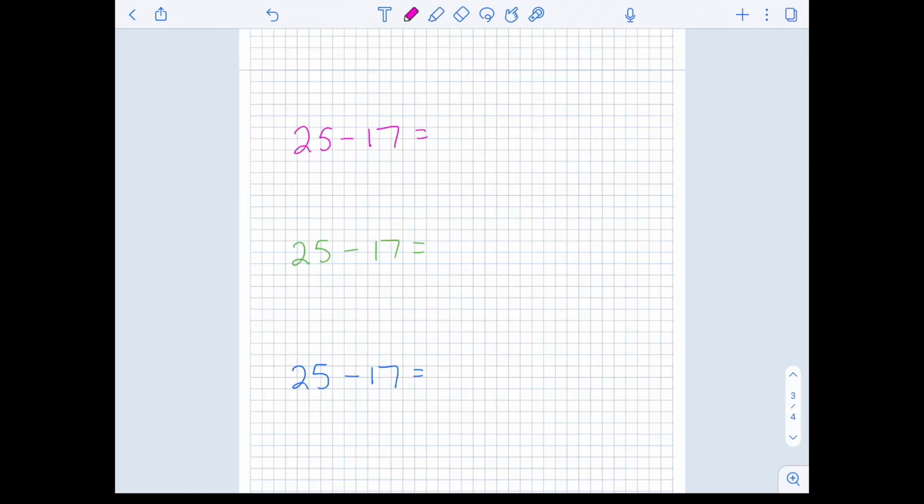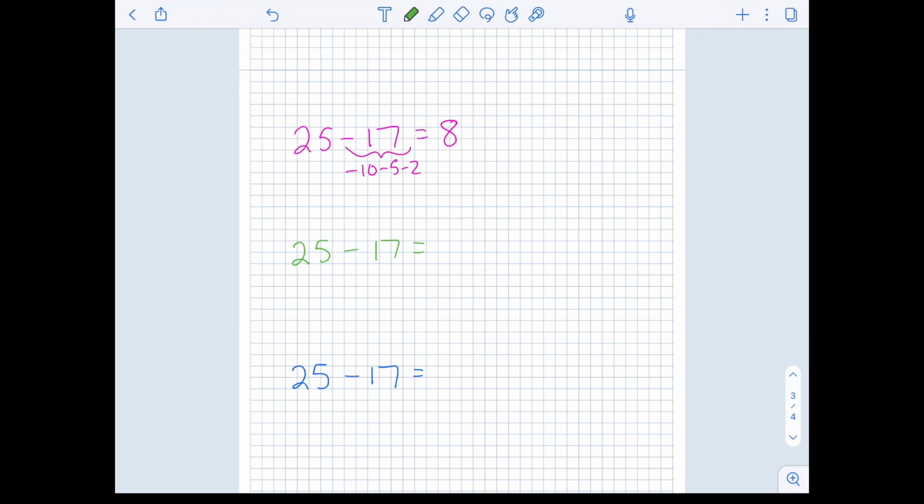Let's talk through our mental work on another problem. This time we won't do the number lines. So if I wanted to count backwards, 25 minus 17, I might take 25 minus 10 is 15, minus 5 is 10, minus 2 is 8. So here I took minus 10, minus 5, minus 2. I broke apart the second number.